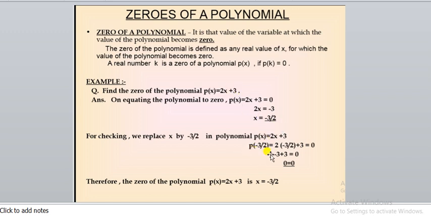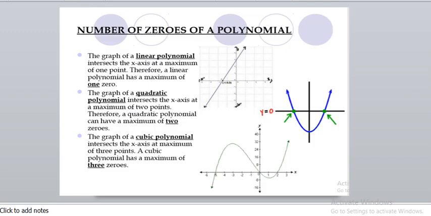So what do we get here? 2 into minus 3 upon 2 plus 3 equals 0, minus 3 plus 3, that is 0, so 0 equals 0. That means on putting this value in this polynomial, we will get the value of the polynomial as 0. So this means that x is equal to minus 3 upon 2 is the 0 of the polynomial 2x plus 3. Now, number of zeros of a polynomial.